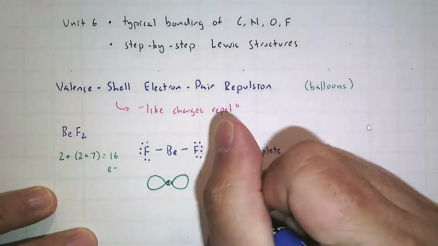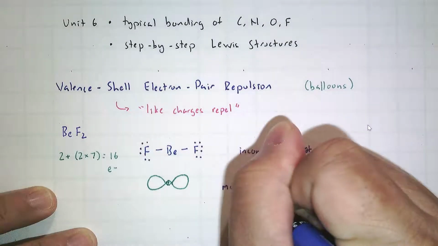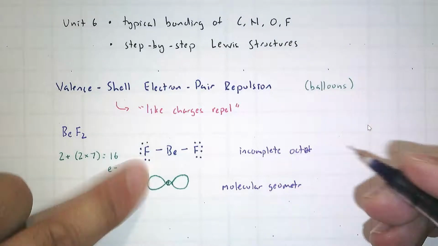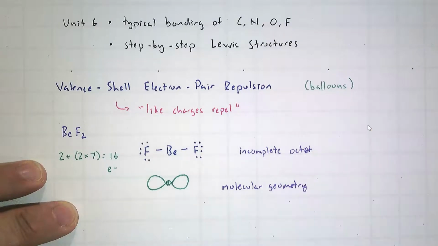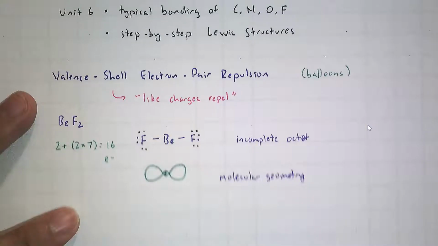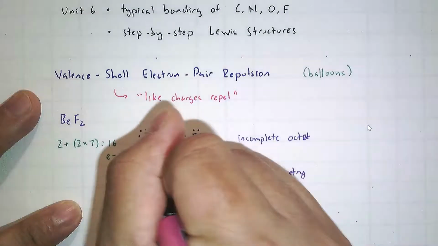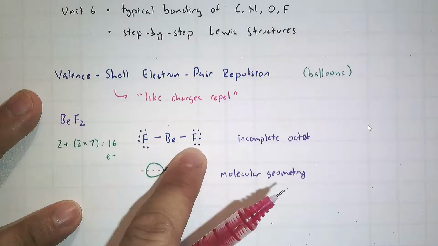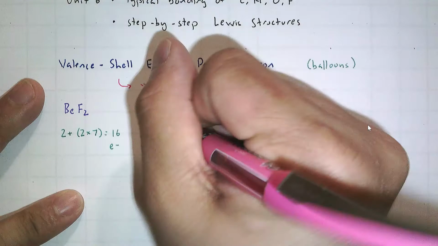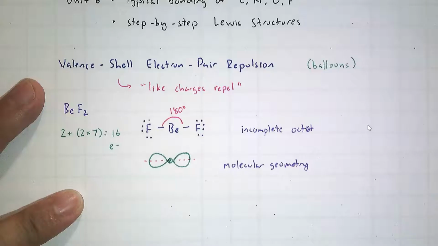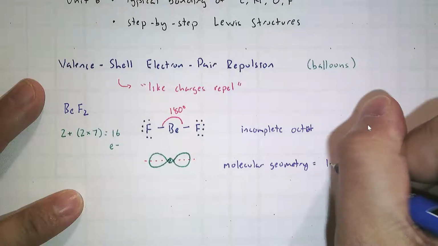I'm going to talk more about molecular geometry in future videos, but for now, it's a shape made by the atoms. We're going to call that the molecular geometry, and we're interested in angles. Well, now we're interested in angles, and that angle is 180 degrees. So we're looking at this axis, the fluorine, beryllium, fluorine axis, and that is 180 degrees. Right, this is linear.